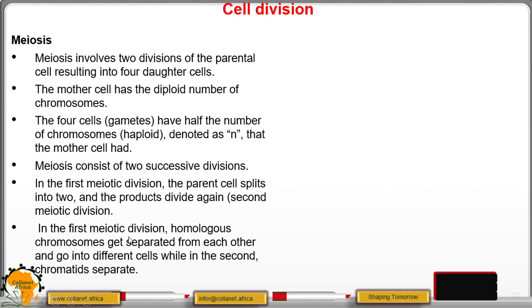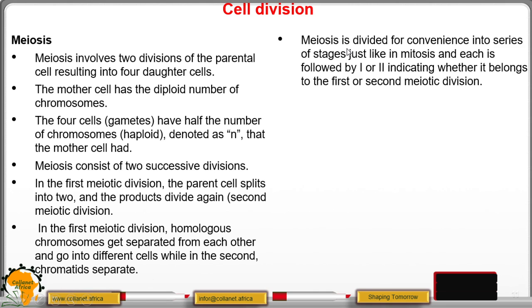And in the first meiotic division, the homologous chromosomes get separated from each other and move to different cells. But in the second meiotic division, chromatids separate. So when it's the first meiotic division, it's about homologous chromosomes. But in the second meiotic division, it's about separation of chromatids.